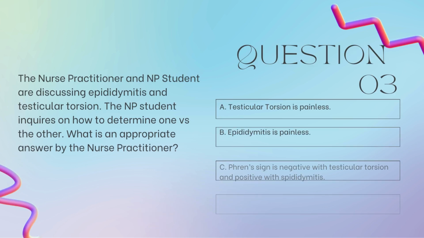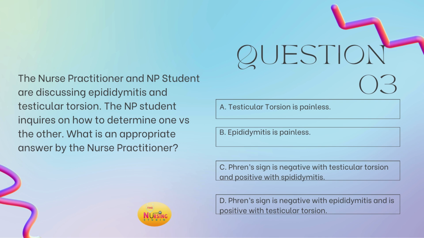And then lastly, question number three. The nurse practitioner and NP student are discussing epididymitis and testicular torsion. The NP student inquires on how to determine one versus the other. What is an appropriate answer by the nurse practitioner? Is it A, testicular torsion is painless, B, epididymitis is painless, C, friend sign is negative with testicular torsion and positive with epididymitis, D, friend sign is negative with epididymitis and positive with testicular torsion? Take a moment and tell me what you got.